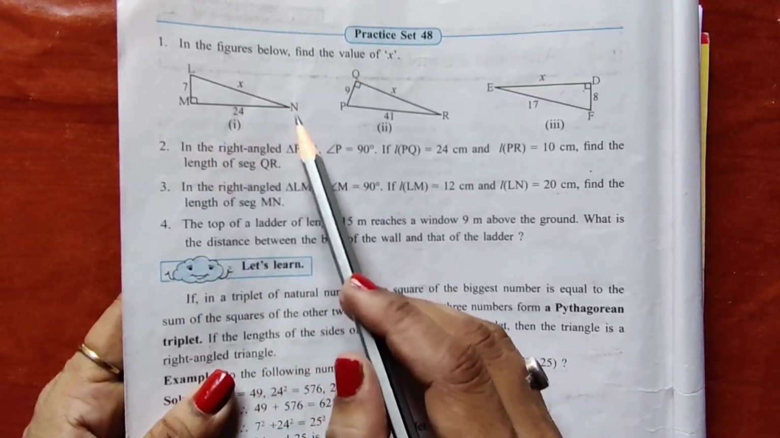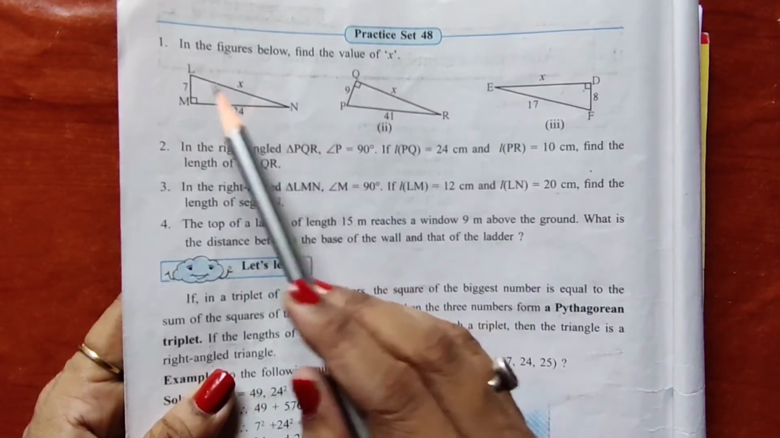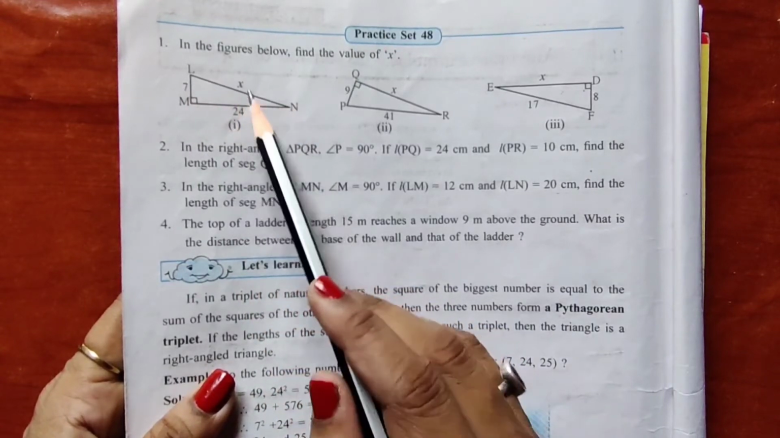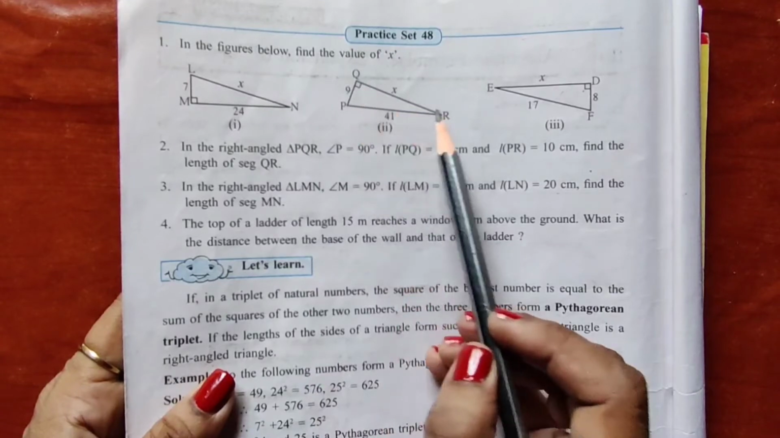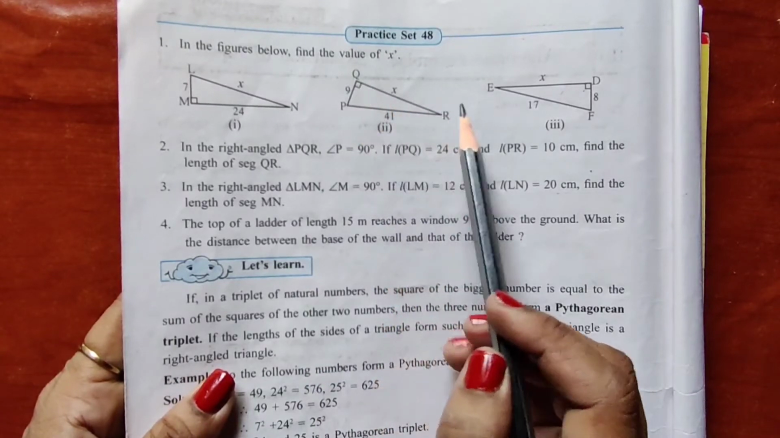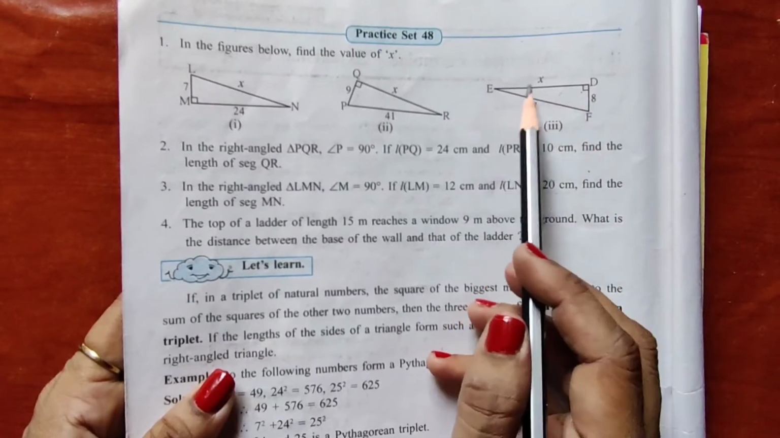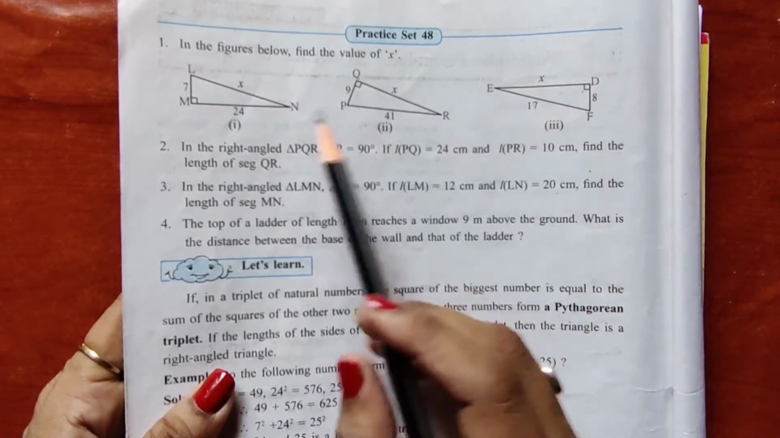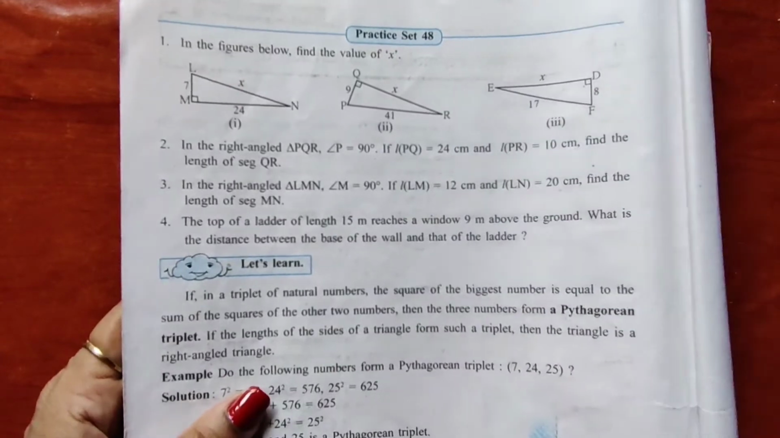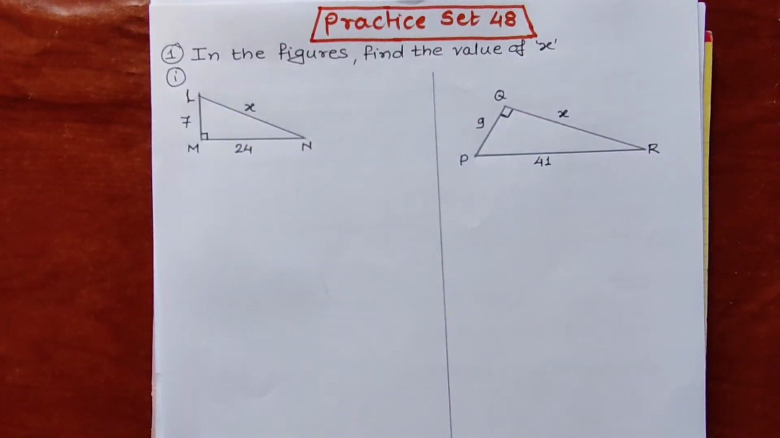In the first triangle LMN, we have to find the length of side LN. Then in PQR, we have to find the length of side QR and in triangle EDF, we have to find the length of ED. So one by one we solve the sums. Now see children, this is the first triangle LMN.